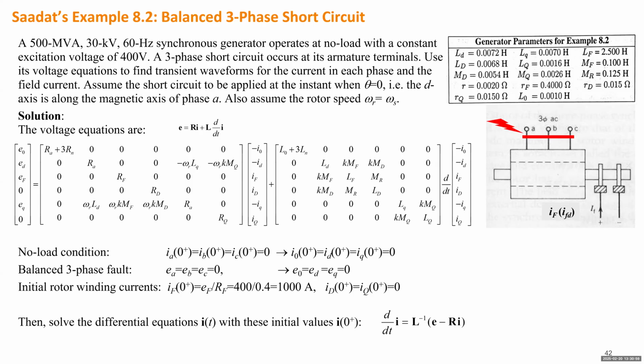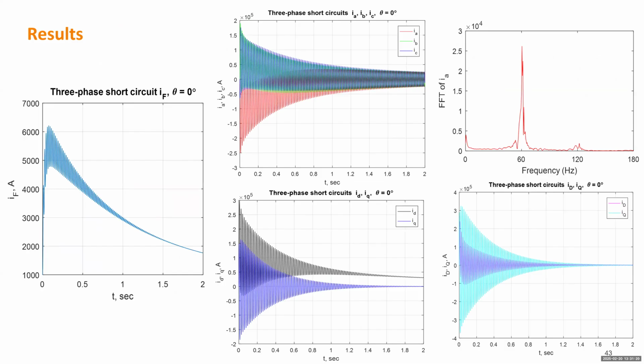So we need to solve this equation for current. We move the derivative of current to the left and everything to the right. So this will be a first order differential equation to solve. We have all initial values. You just need to do the integration. If you know how to use MATLAB to integrate this equation, or you can do it manually, you are going to get those waveforms. The first one is about the field current.